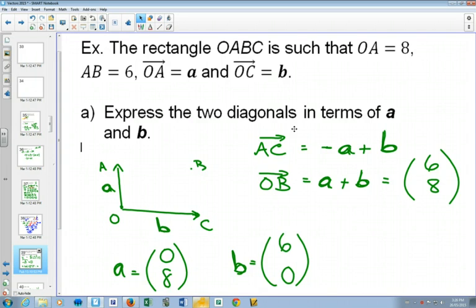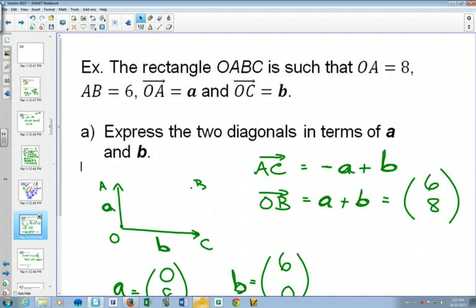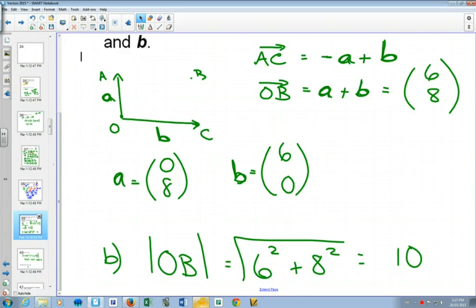Okay? So now, part B. What is the length of O to B? Well, since we figured out that our vector was 6, 8, we can just figure out its length by doing, oops, I missed it there. Scroll down. There it is. Length of O to B, just the 6 squared plus the 8 squared. And its length is 10. It's a nice 3, 4, 5 triangle happening.